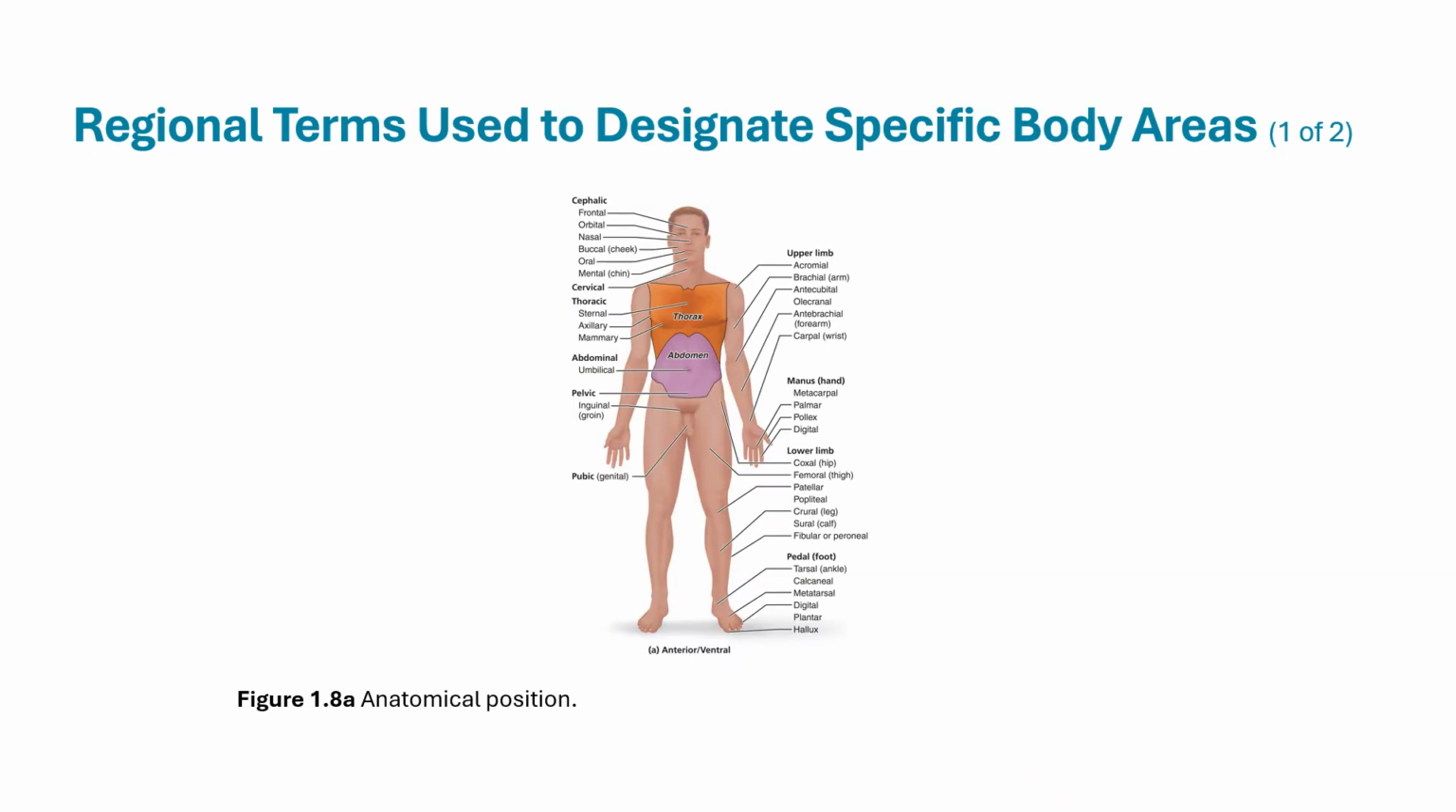All right, so here's a list of terms that describe the major regions of the body from the anterior or ventral view. Each regional term is followed by terms that designate specific areas within that body region. So for instance, the cephalic region refers to the head and the face. The areas in the anterior cephalic region include the frontal or forehead, the orbital or eyes, nasal or nose, buccal or cheek, oral or mouth, and the mental or chin.